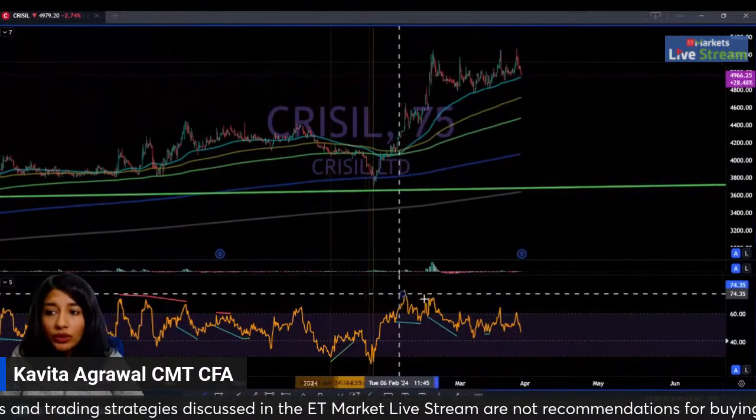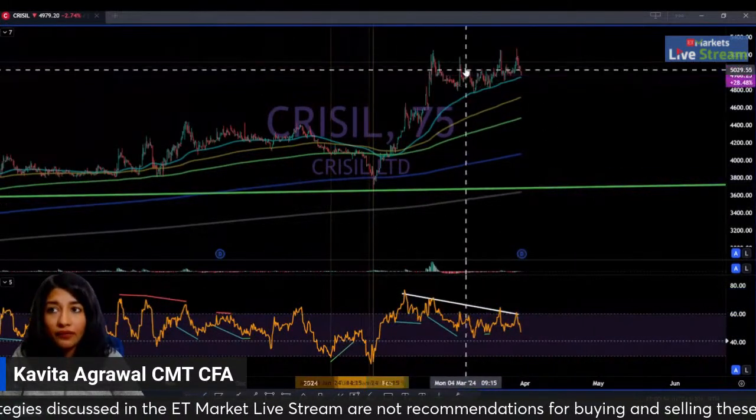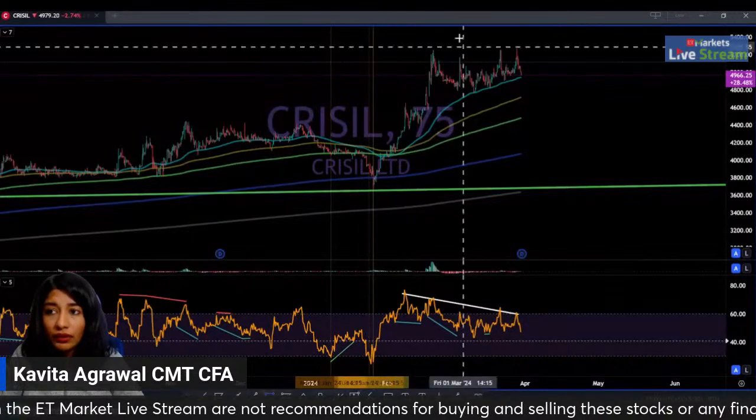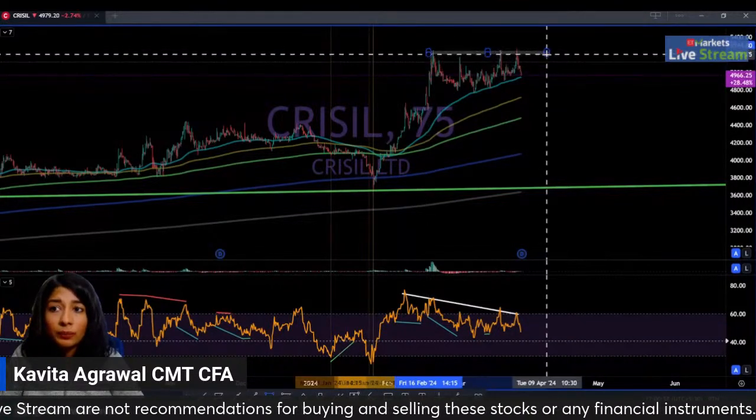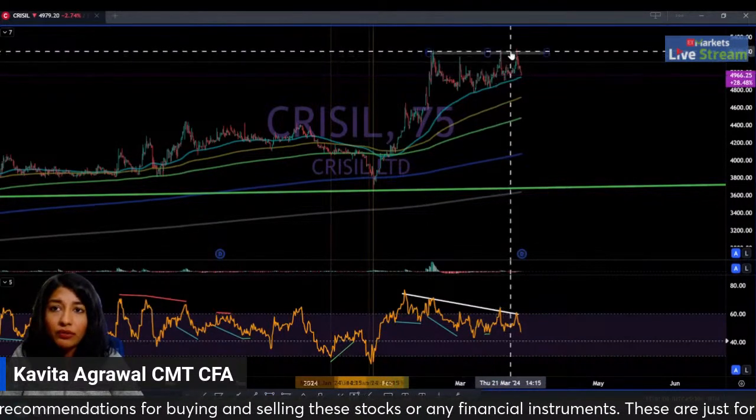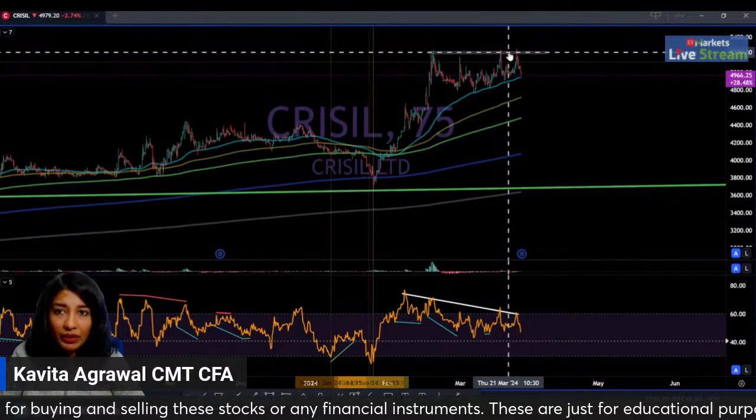However, now that the stock has started giving RSI negative divergence after creating a sort of triple top or double top kind of a level, 50 to 40 has become a very important resistance.